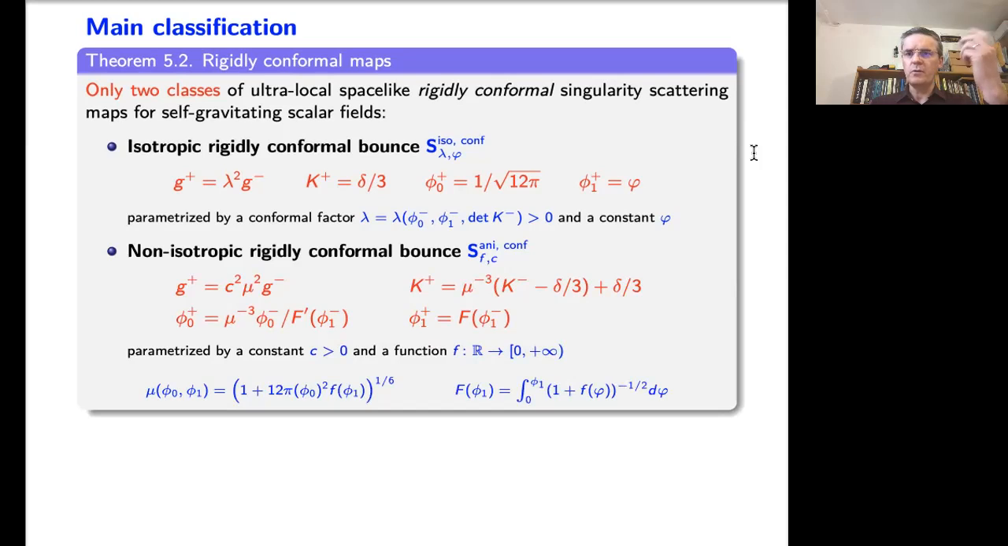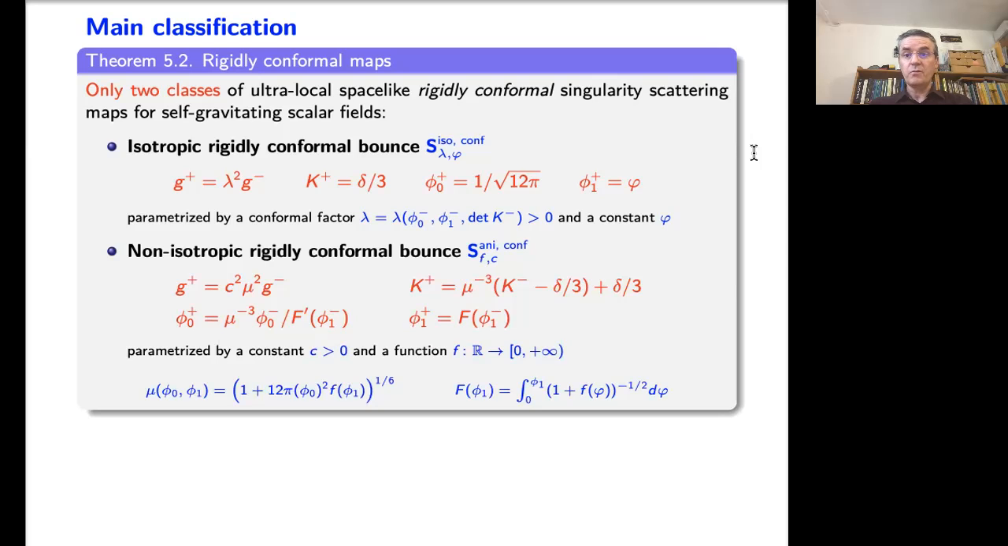So on the singularity, you only need to know a constant C, positive, and a function of a real variable. If you give me that, from this small f, I can construct a big F by a simple integration. And from the small f, I also construct the conformal factor mu. You plug this mu and this capital F in the formula before, and you know exactly what is the geometry after the bounce, only from these two things.